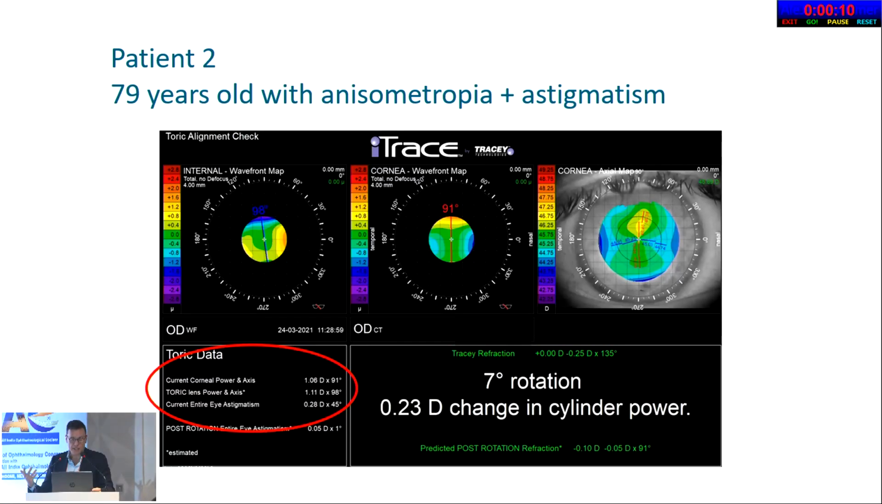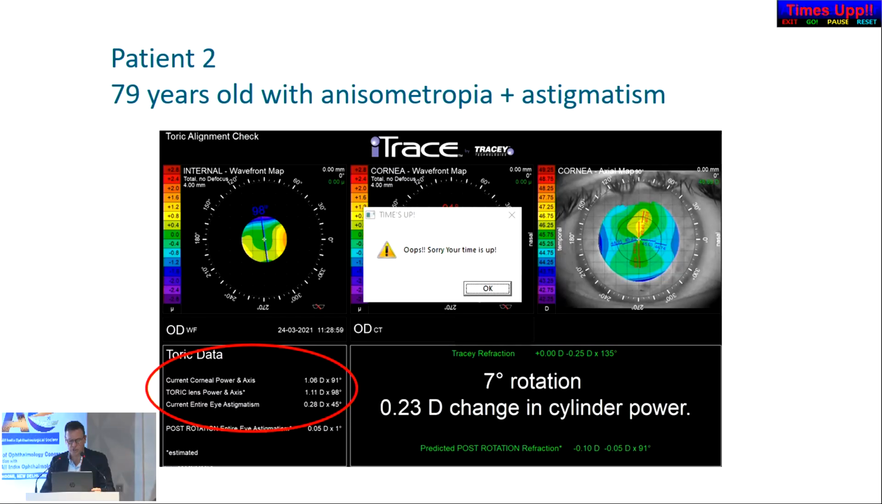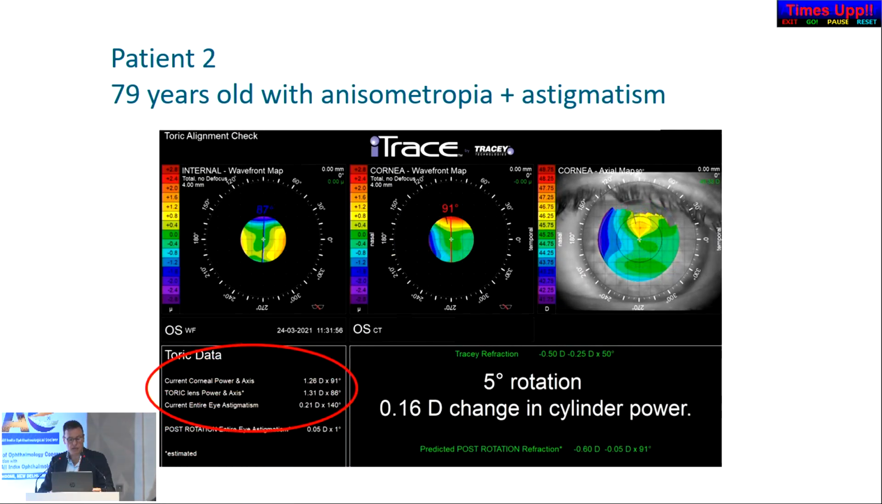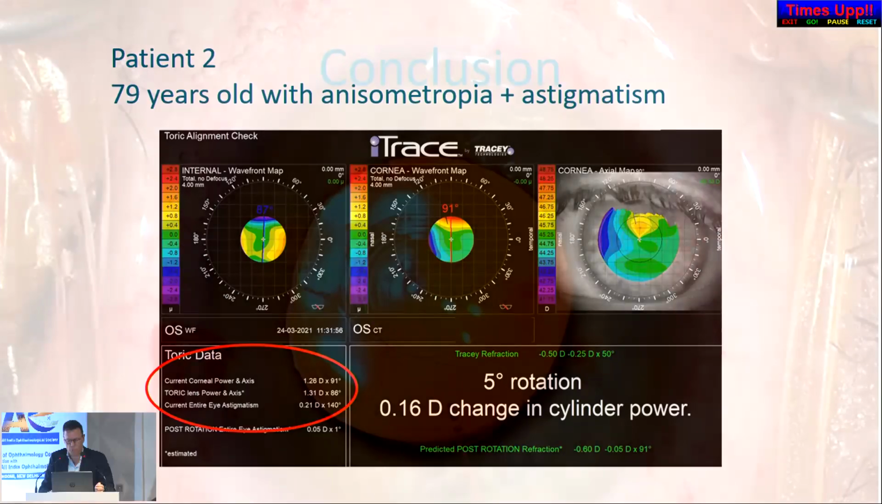We also checked what was the implantation. The astigmatism was corrected in 98 degrees, in the cornea 91. So I could even improve this result by rotating the lens 7 degrees, and I could gain 0.23 diopters in cylindrical power. But of course the patient was satisfied, we did not do it. And the same thing for the left eye, 5 degrees of rotation could improve the astigmatism with 0.16.